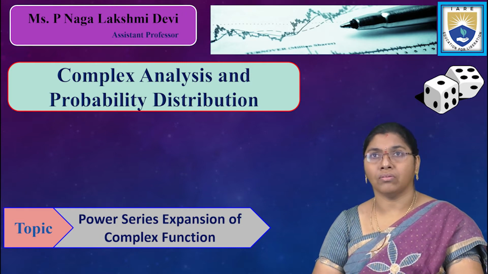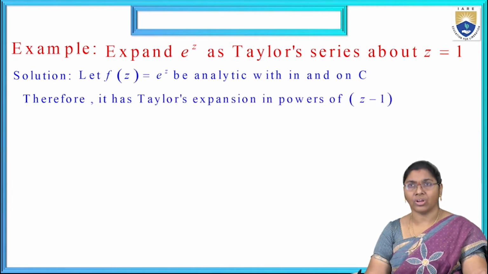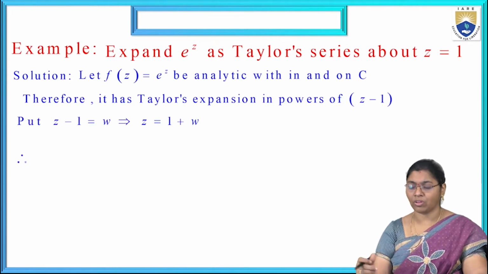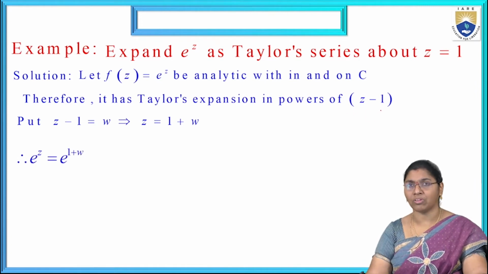Today's topic is Taylor series expansion problems. The first problem is: expand e^z as a Taylor series about z = 1. Solution: let f(z) = e^z be analytic within and on C. Therefore, it has a Taylor expansion in powers of z - 1. Here the given condition is z = 1, that's why the expansion is in powers of z - 1.